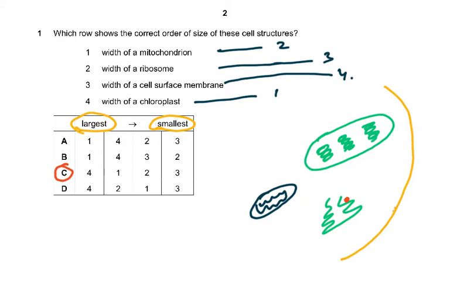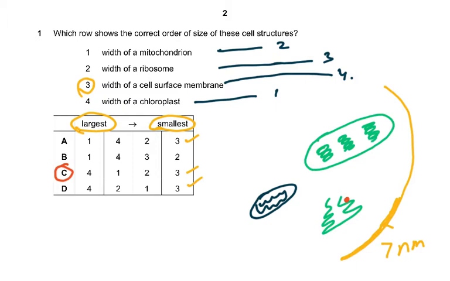Now if this is the cell membrane, the cell surface membrane, the width, not the length of it, but the width of it, which means it is only 7 nanometers. This is the width of the cell membrane, how thick it is or how thin it is. Now that would be the smallest. So width of the cell membrane was 3. So if 3, then what are these are the possibilities?